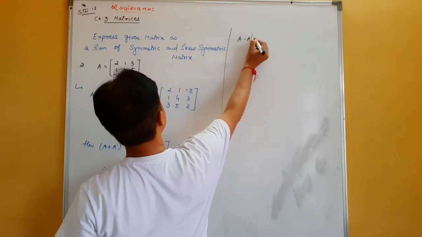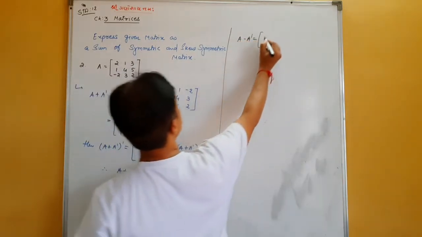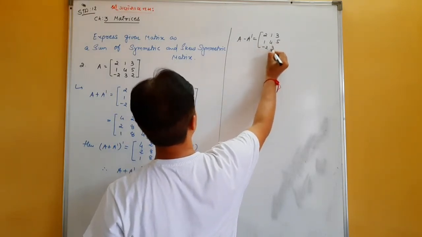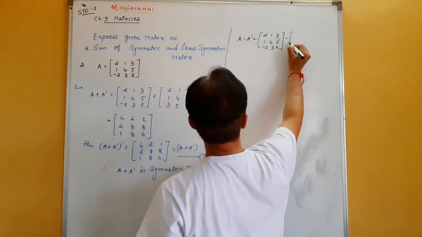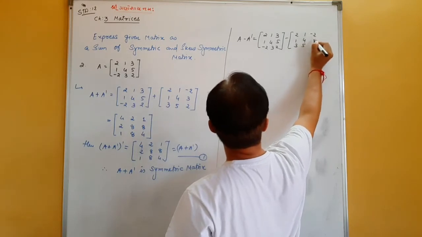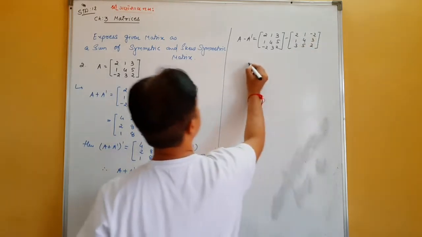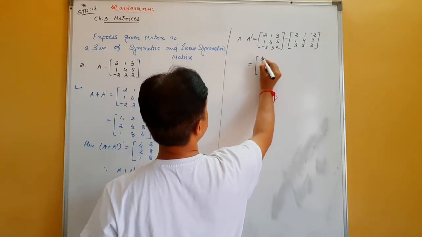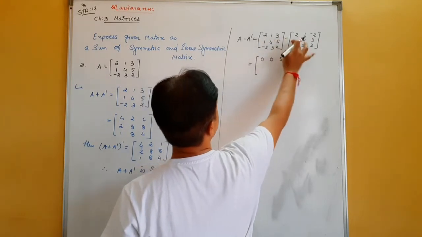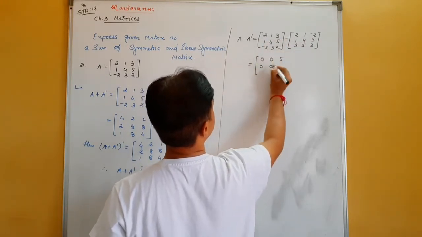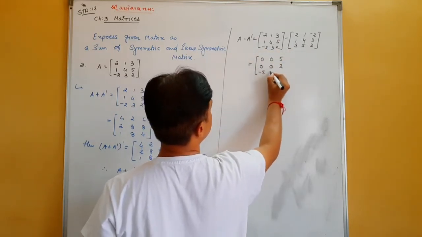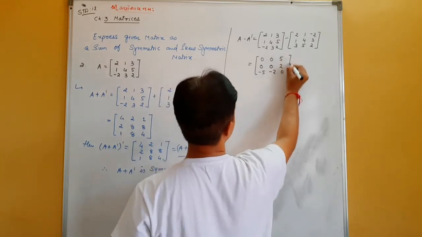For that, A minus A dash. So write down A, [2 1 3; 1 4 5; -2 3 2], minus A dash, [2 1 3; 1 4 5; -2 3 2] transposed. Subtract these two matrices: 0, 1 minus 1 is 0, 3 minus minus 2 is 5, 1 minus 1 is 0, 4 minus 4 is 0, 5 minus 3 is 2, minus 2 minus 3 is minus 5, minus 2 and 0.